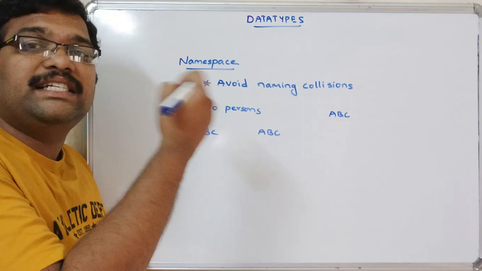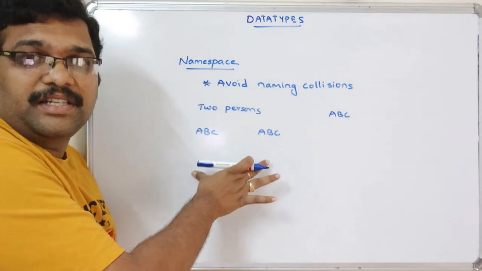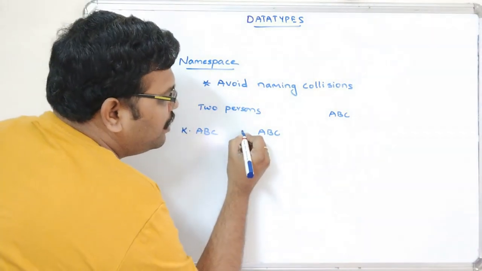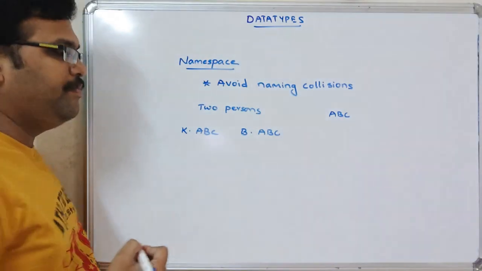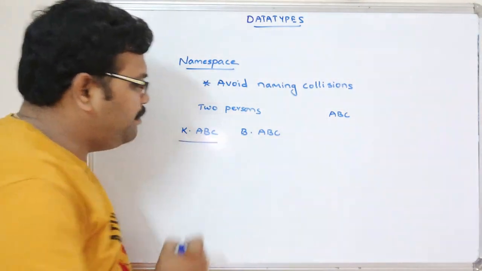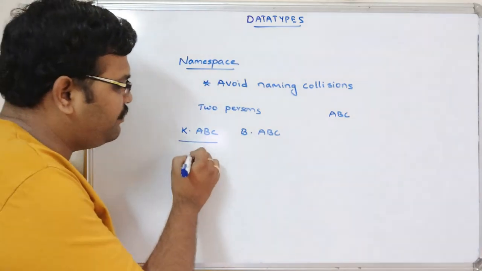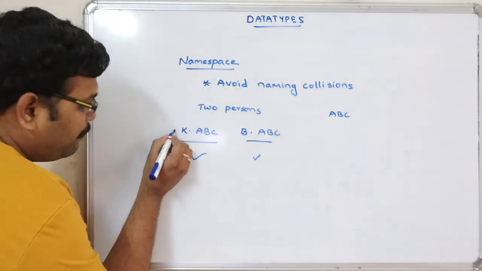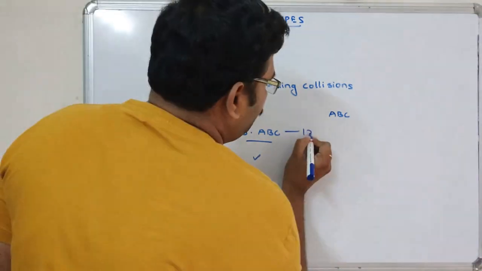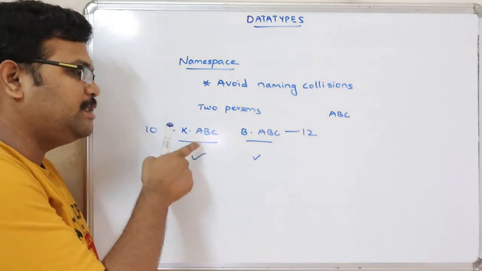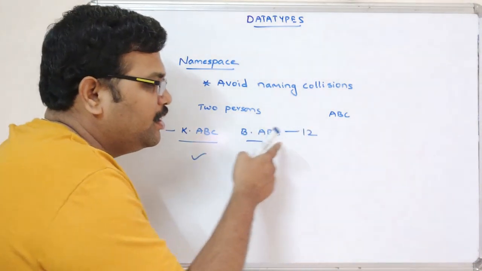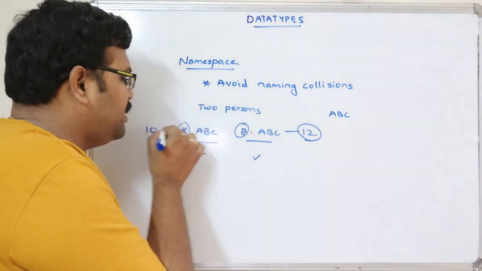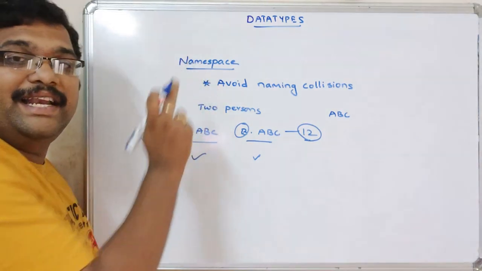So there must be some additional feature to differentiate these two persons, so we'll use some initial, like k.abc, b.abc. So we can call like a.abc. If you call k.abc, this person will respond. If you call b.abc, this person will respond. Or with the help of roll number, for example this 10, for example this 12. With the help of 10, this person will be communicated, and with the help of 12, this person will be communicated. So this additional thing to represent the name is called the namespace.